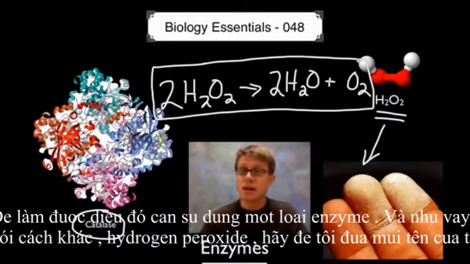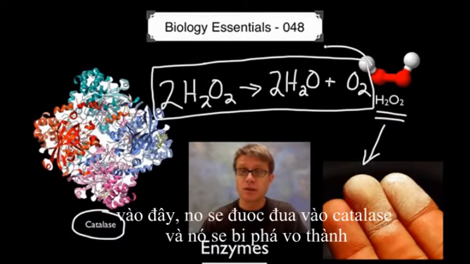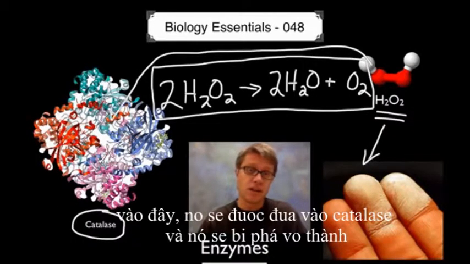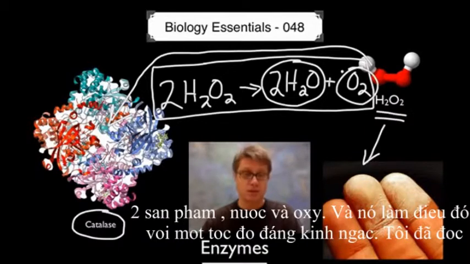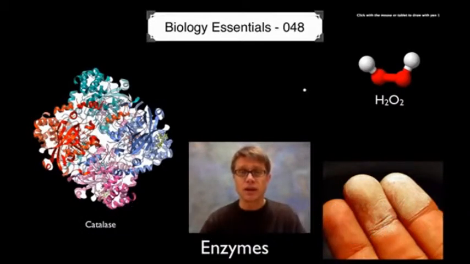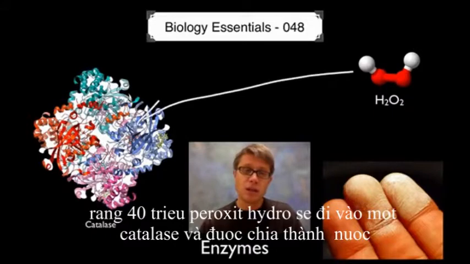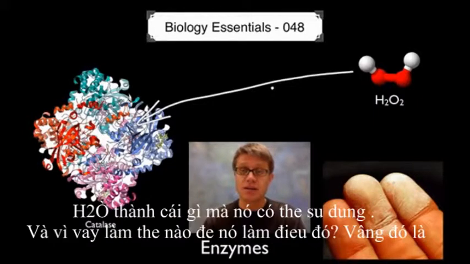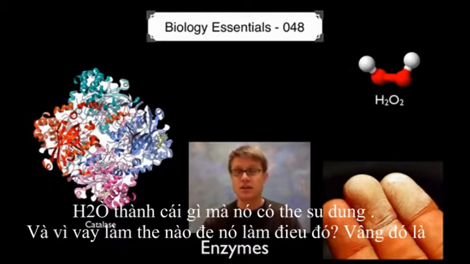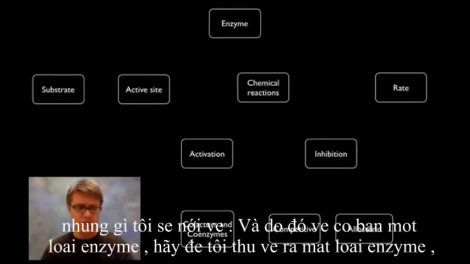But it does that using an enzyme. And so in other words, hydrogen peroxide is going to feed into catalase, and it's going to break that down into these two products, water and oxygen. And it does that at an incredible rate. I was reading that 40 million hydrogen peroxides will go into a catalase and be broken down into water and oxygen, 40 million every second. And so it's incredibly fast at breaking down that hydrogen peroxide into something that it can use. And so how does it do that? Well, that's what I'm going to talk about.